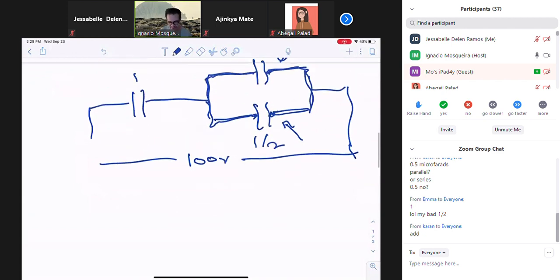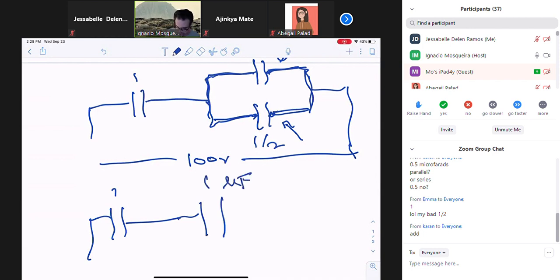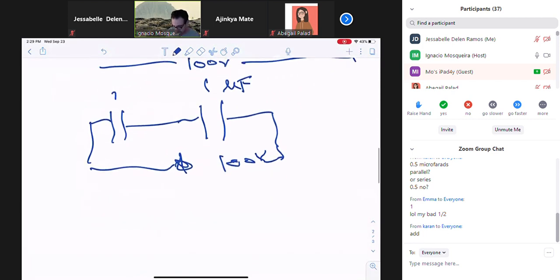Okay, so you just add them, as Karen just said. So you have 1, and then you have 1 because it's 1/2 plus 1/2. Okay, great. And then 100 volts here. Great. Now one final step and we're done. Now these two are in series. So now you do the series rule again. So the whole thing goes like this.